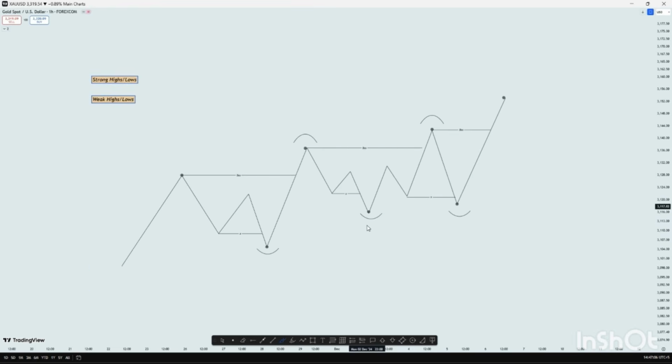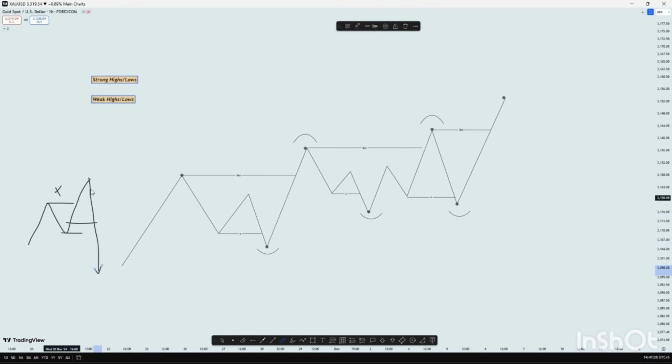Now, why do we need to identify these strong highs and strong lows, and what is the actual reason for this? First of all, any structure that breaks like this, there are chances that this is a fake structure. And whatever point of interest we have here, the market will fail.